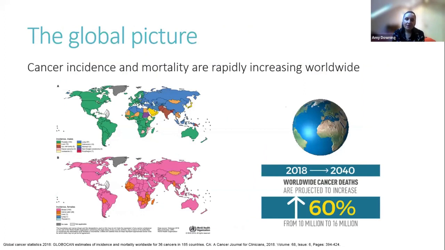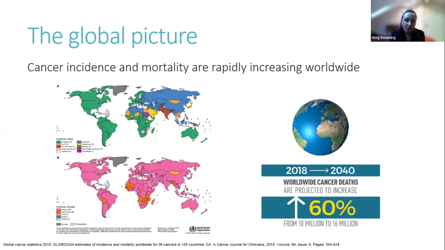Just want to very briefly mention the global picture. So both cancer incidence and mortality are rapidly increasing worldwide. And the graph that I'm showing here on the left-hand side just highlights the most common cancer diagnosed in each country. On the top, this is for males, and on the bottom for females.